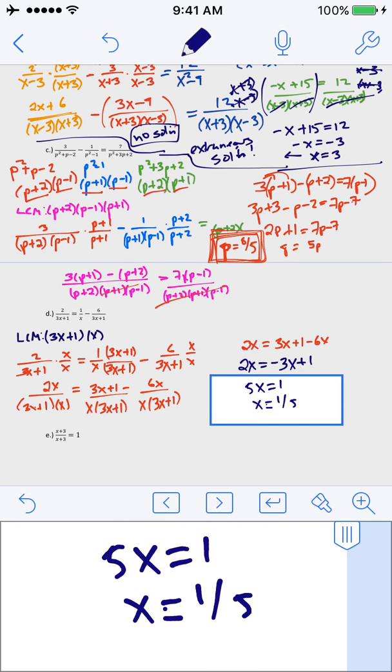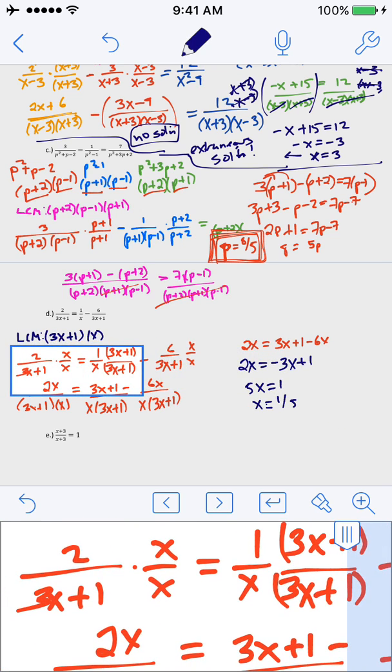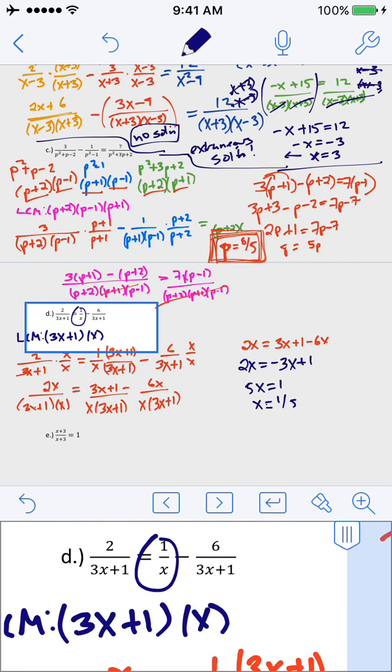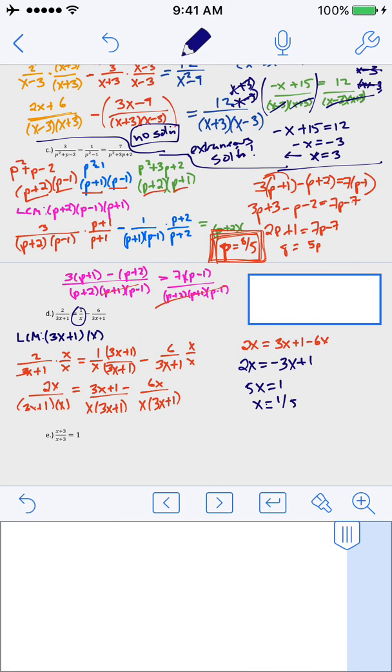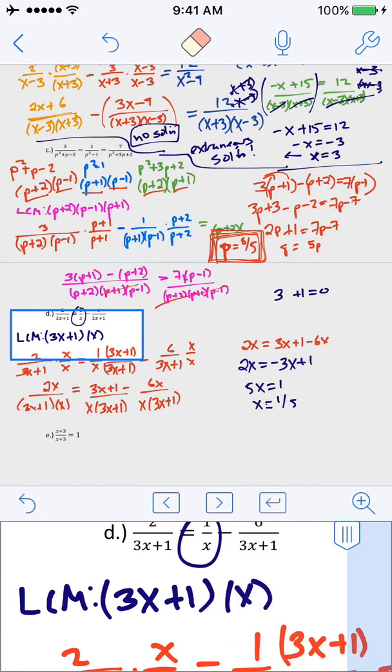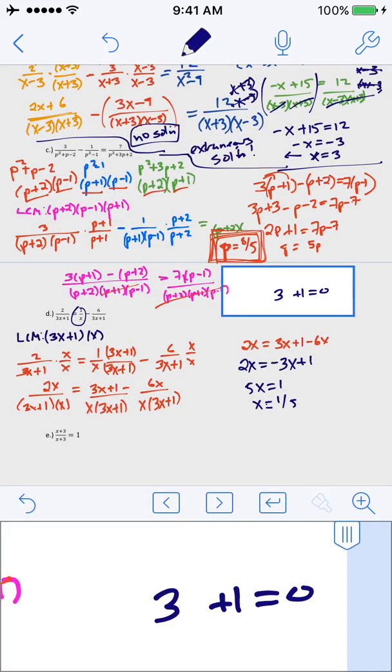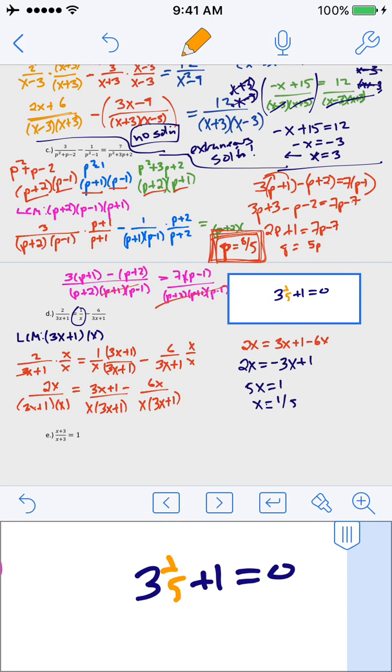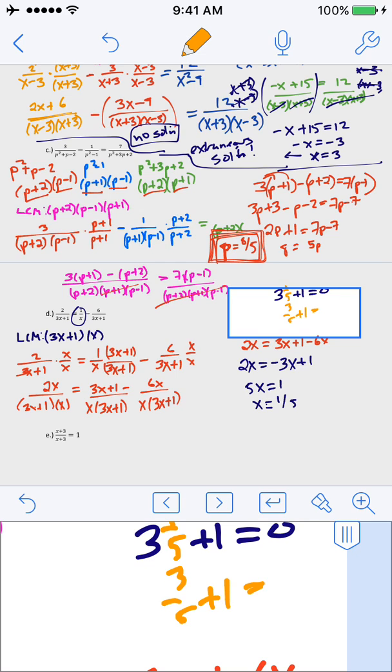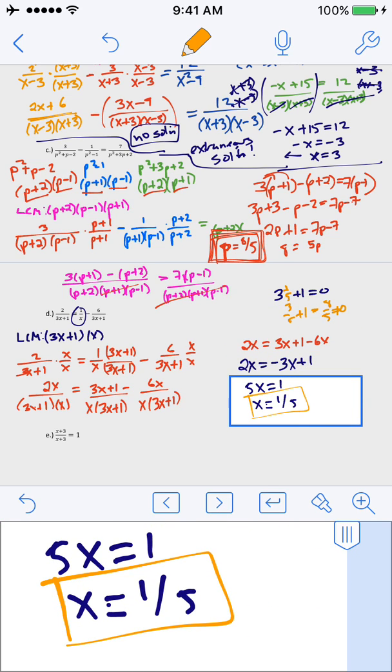Yep. Now, would 1/5 ever yield a 0 here? Well, 1/5 would not be a problem here, but let's double check. Would 3x plus 1 equal 0 if x was equal to 1/5? Let's double check that putting a 1/5 here doesn't cause a problem. So 1/5, that would be 3/5 plus 1. 3/5 plus 1, that's going to be 3/5 plus 5/5, that's 8/5. That does not equal 0, so we are good. This is not an extraneous solution, we are fine.